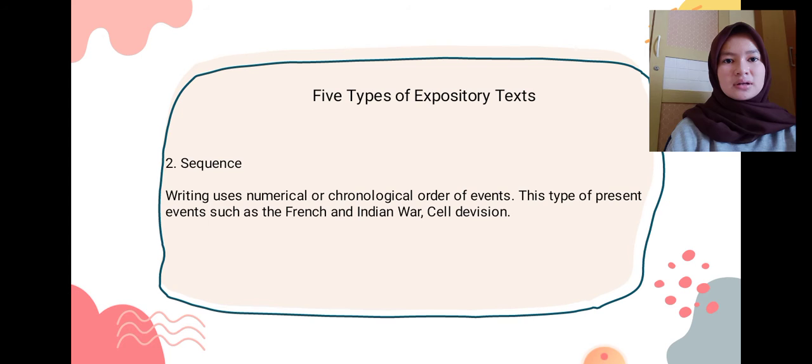Next, sequence. Writing uses numerical or chronological order of events. This type presents events such as the French and Indian War or cell division.